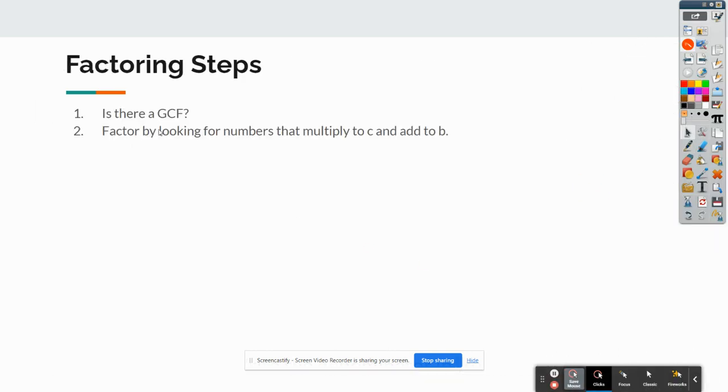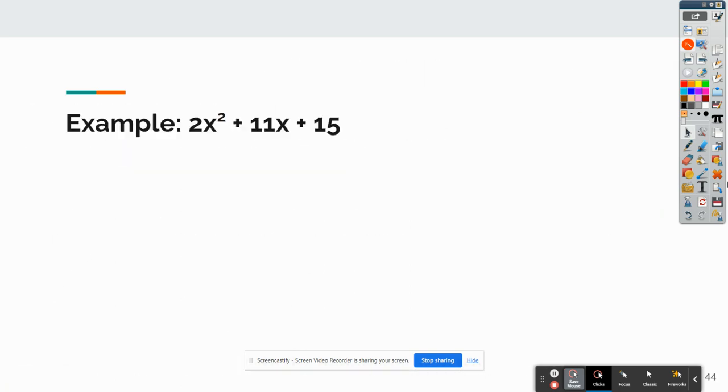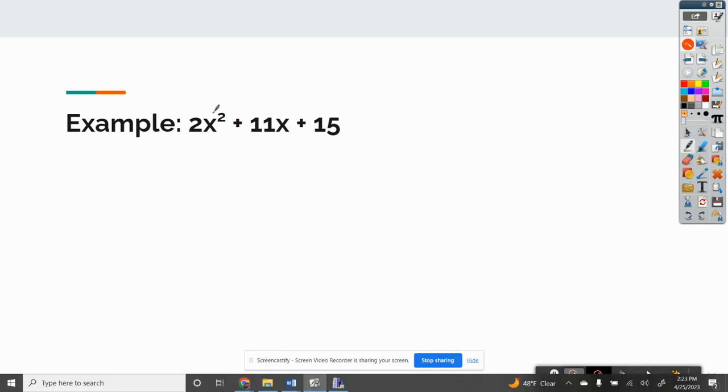All right, so watch this next example again. What in the world? Where's my example of slide and divide? There we go. All right, so here's a slide and divide example.